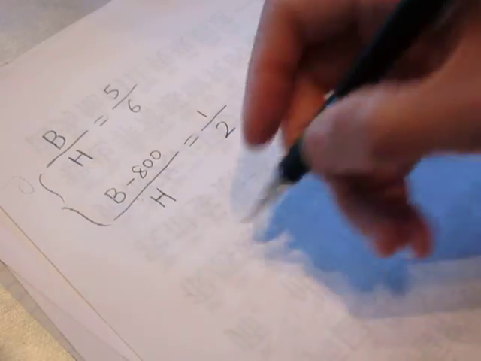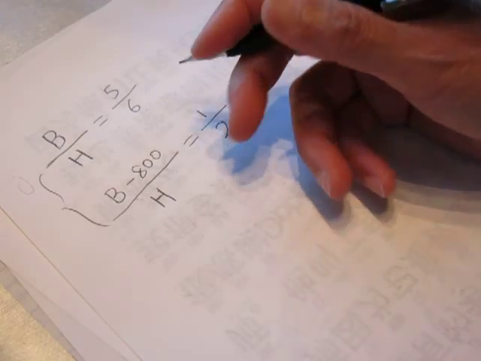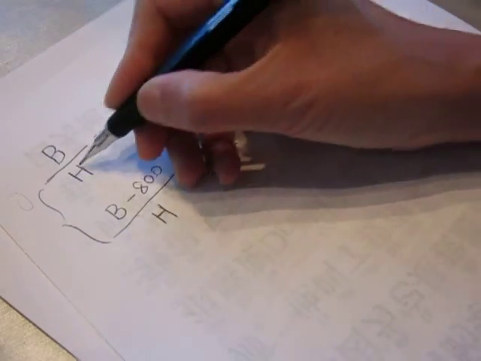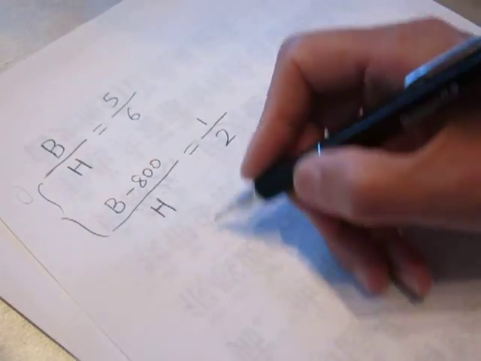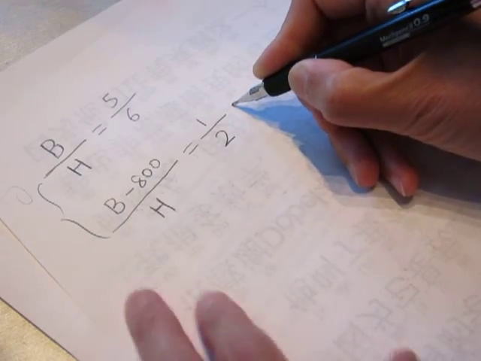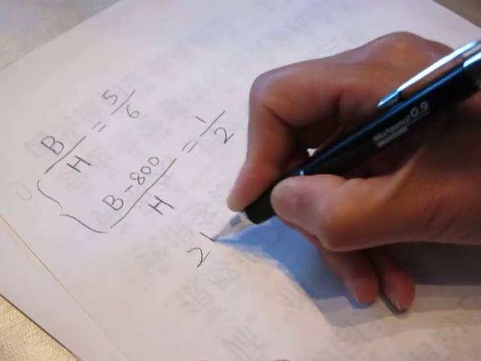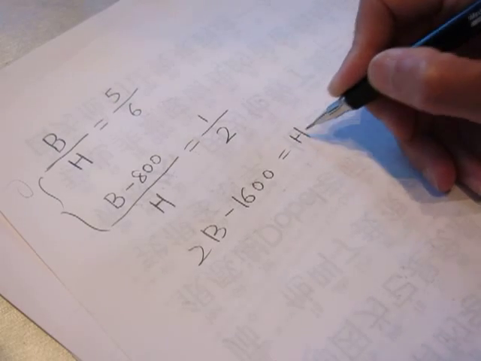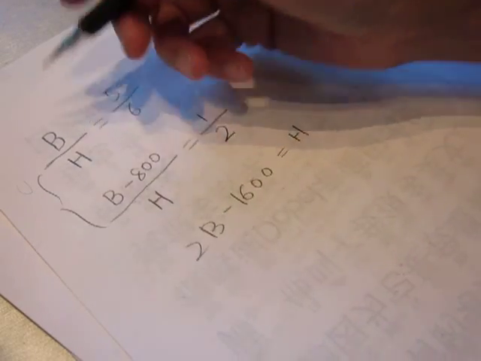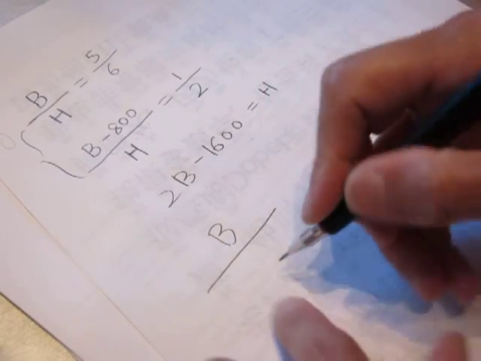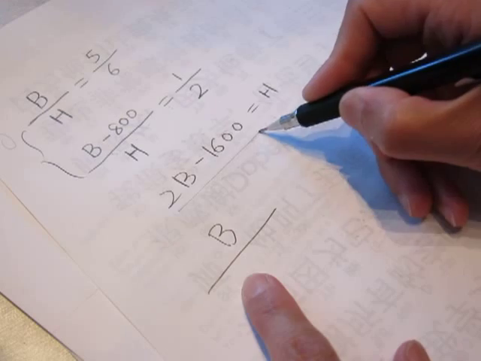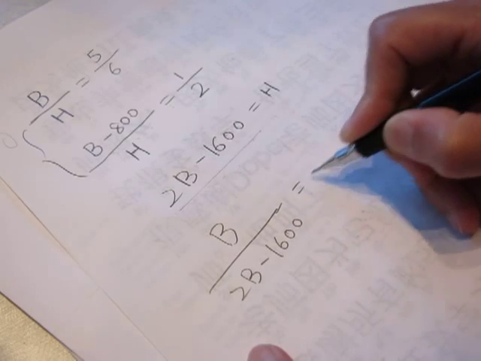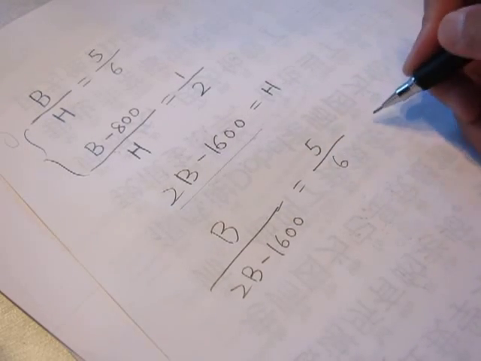So for H, whichever way you can do it, you can change B to 5, 6 cross, or you can do it this way. So here we get 2B minus 1600 equals H, right? So now we have H. Here is B, and here is H. H we will substitute with this, 2B minus 1600, and the ratio is 5 to 6.